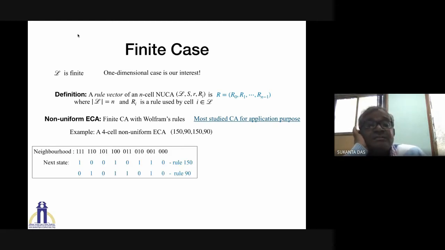In this way, we write the rule vectors. Since it is a finite CA, we have to define the boundary condition. Popular boundary conditions are open boundary and periodic boundary. For open boundary condition, the most studied boundary is the null boundary. Interestingly, for this class of non-uniform CA, the most studied boundary condition is the null boundary condition.